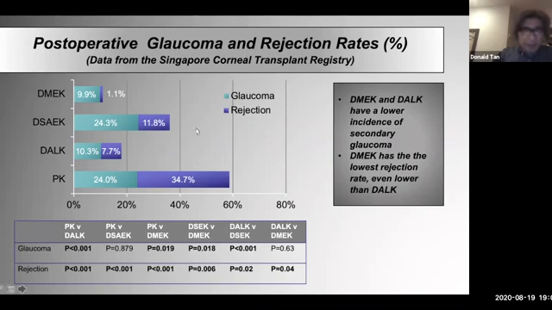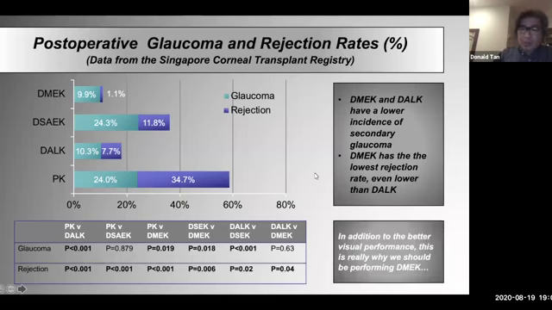The graft survival rates, the statistical significance is below, comparing all the two, but basically, DMEK and DALK are the way to go in terms of long-term complications. And perhaps this is the reason why, in addition to the better visual performance of DMEK, we should really be trying to perform DMEK, especially in your high-risk cases.